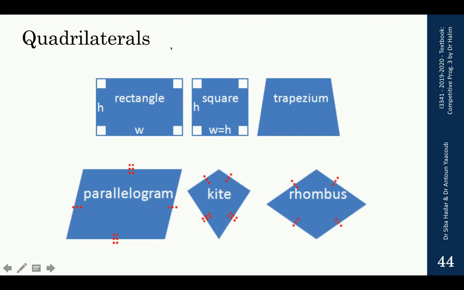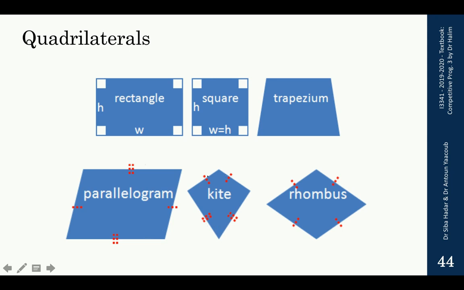A small recall about quadrilaterals. Nothing differs in the library. There is nothing special for the library, but in a rectangle you have 4 right angles. In a square you have 4 right angles plus equal sides. In a trapezium you have 2 parallel sides, opposite parallel sides. In a parallelogram, each 2 opposite sides are parallel, and it applies each 2 opposite sides are also equal.